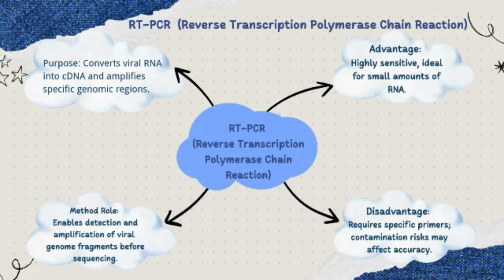The advantage of RT-PCR is its high sensitivity, making it ideal for detecting small amounts of RNA. However, it requires precisely designed primers, and even small amounts of contamination can lead to false positive results.